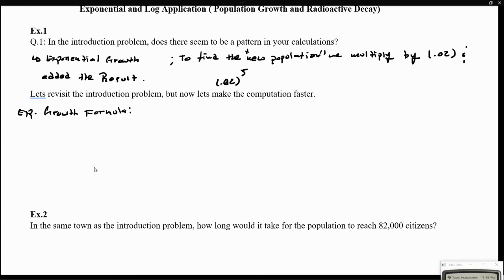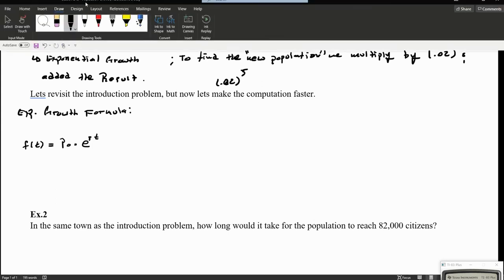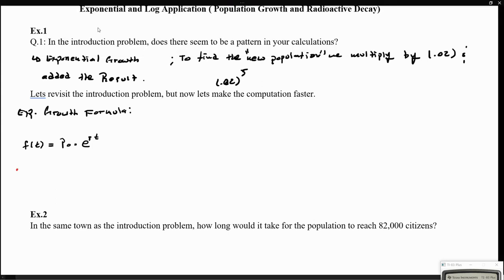What is the exponential growth formula? Well, we're going to write it as f of t equals P0 times e to the rt. Well, let's pause for a second. Let's try to figure out what all this means. So P0 is the initial amount, or what sometimes we call the principal.